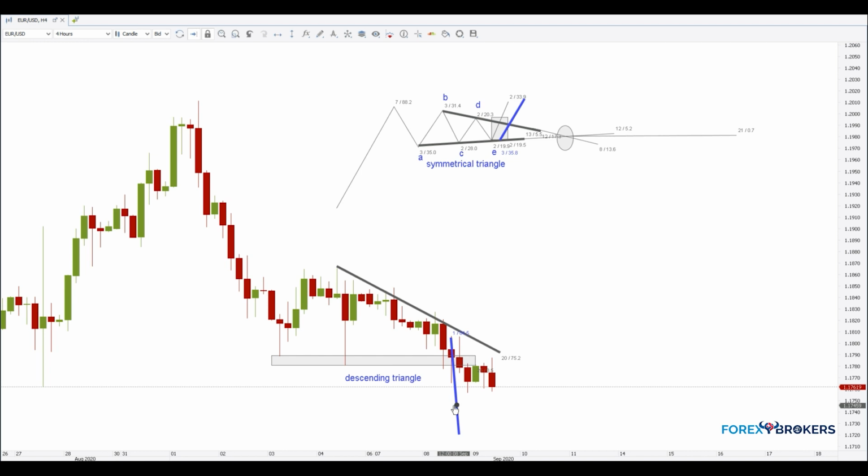By the time the market reaches 75% of the move, which is 1743, conservative traders go and book half of the profits, move the stop loss to break even, and then wait for the rest of the measured move.